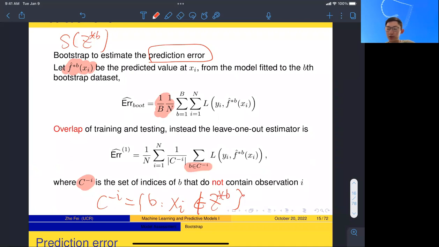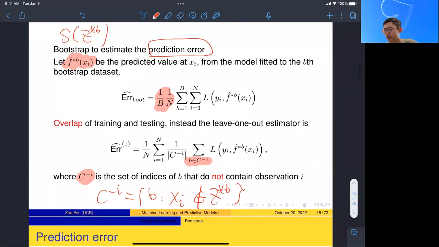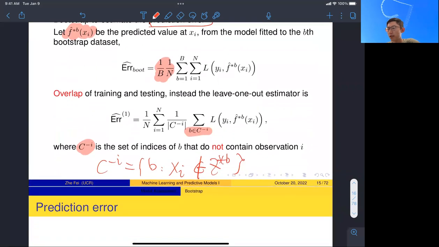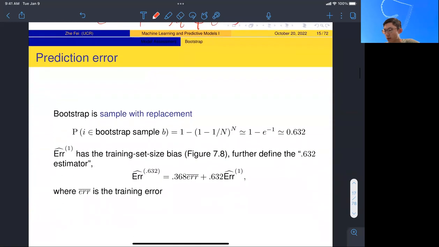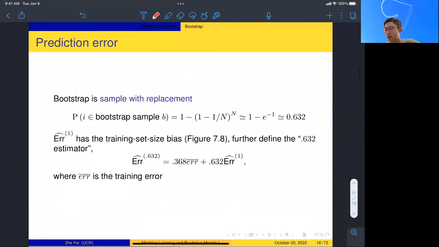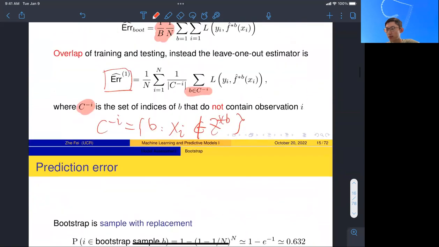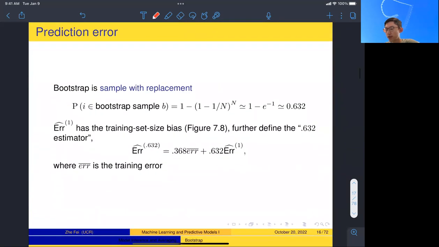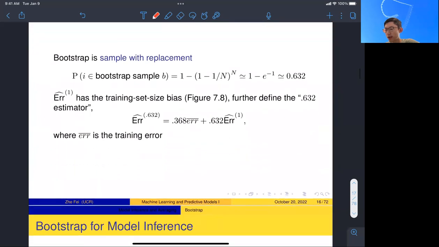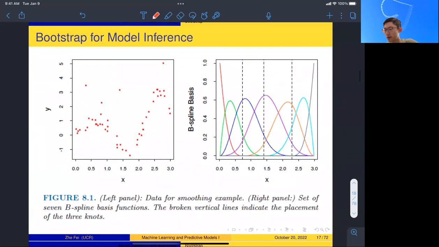So with this C minus i definition, essentially X_i is not used in the training. So we eliminate the overlap of training and testing. So this error hat 1 is a more unbiased estimate, right? There's some further improvement based on this error hat 1, but it's a little bit minor, and we can skip this part.